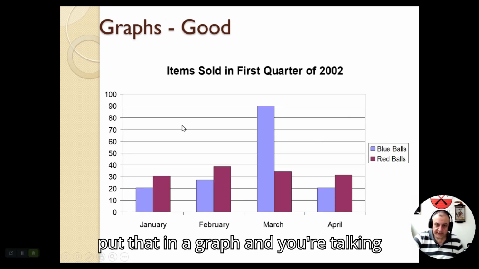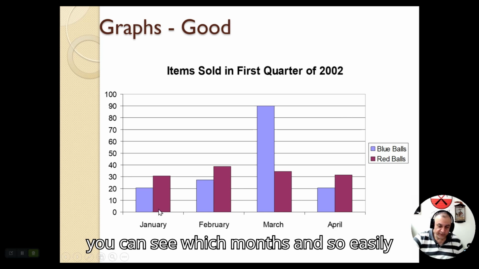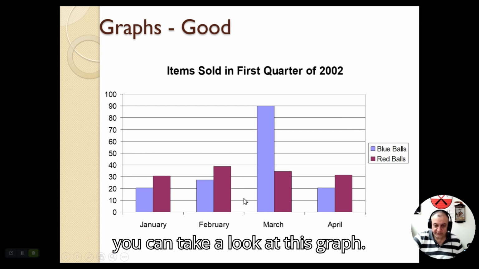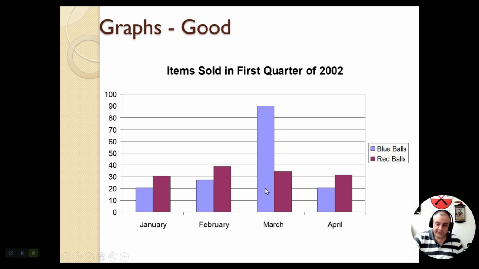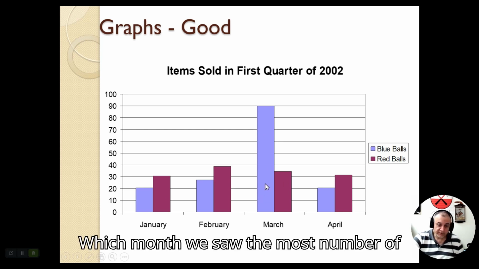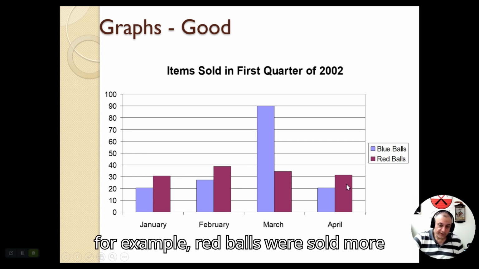You can easily put that in a graph, and you're talking about the red balls and blue balls, how many have been sold in which year, and you can see which months. And so easily you can take a look at this bar chart and you can know which month we sold the most number of blue balls and which month, for example, red balls were sold more than blue balls.